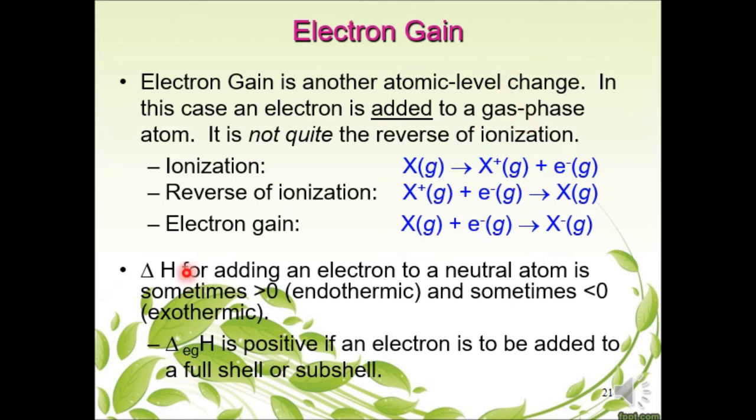So enthalpy for adding an electron to a neutral atom sometimes can be endothermic and sometimes can be exothermic. But ionization just now is always endothermic. For electron gain, for example, the enthalpy change would be positive if the electron is added to a full shell or a subshell.